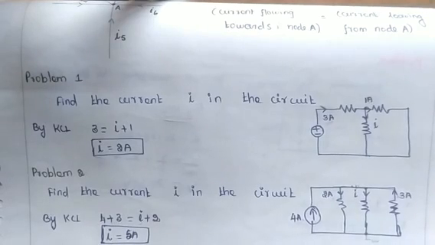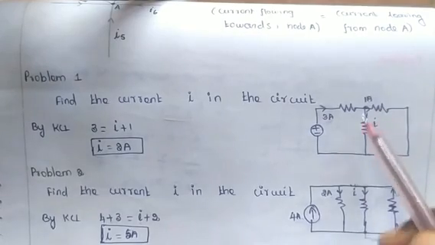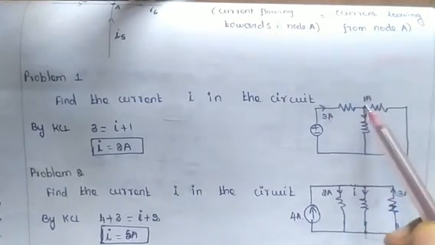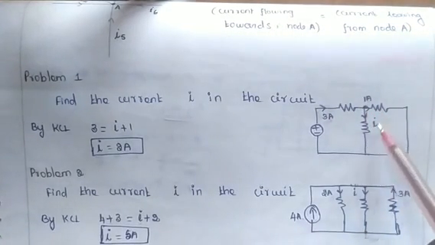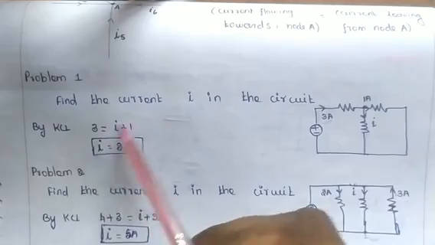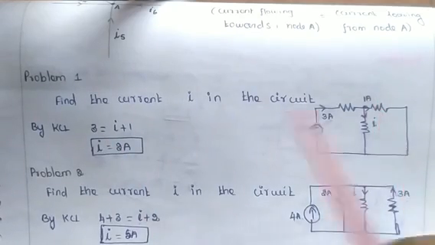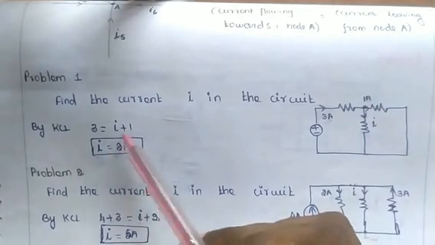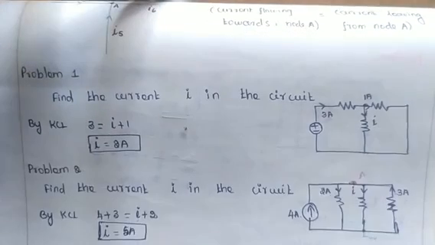Let's solve some simple problems based on KCL. First question, find the current I in the circuit. In this network, 3 ampere current is entering the node, and 1 ampere and I ampere currents are leaving that node. So by KCL, the entering current 3 ampere is equal to the sum of the leaving currents, 1 ampere plus I. So 1 plus I, and automatically the I value is 2 ampere.